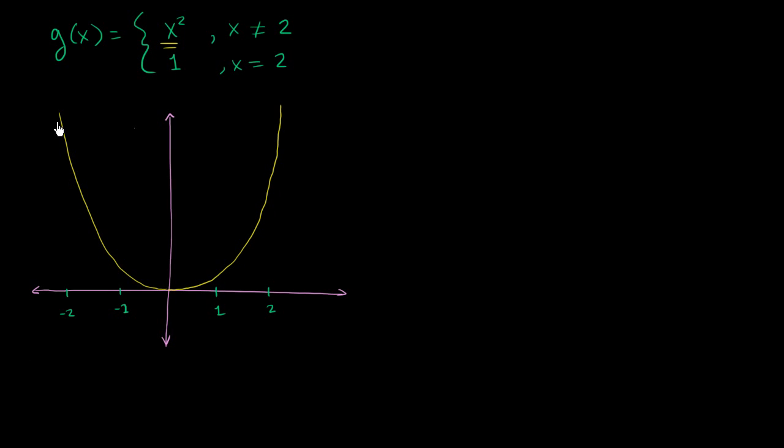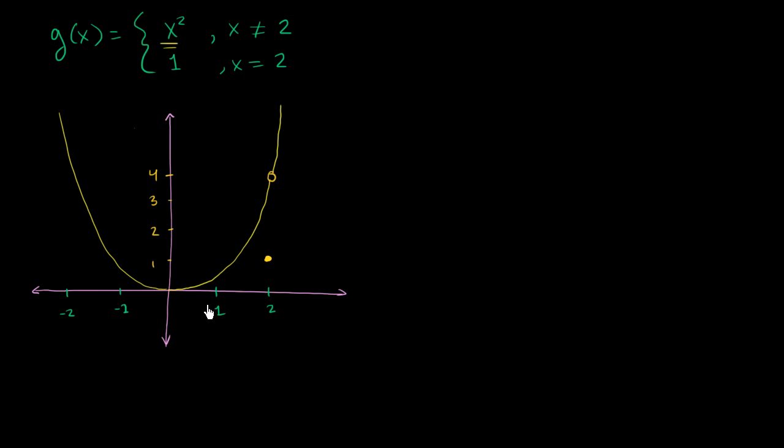Now, this would be the graph of just x squared, but it's not x squared when x is equal to 2. So once again, when x is equal to 2, we should have a little bit of a discontinuity here. So I'll draw a gap right over there, because when x equals 2, the function is equal to 1. I'm not doing them on the same scale, but on the graph of x squared, this would be 4. This would be 2. This would be 1. This would be 3. So when x is equal to 2, our function is equal to 1.